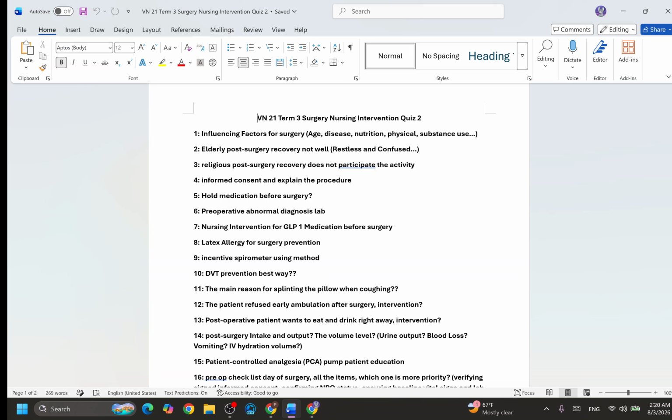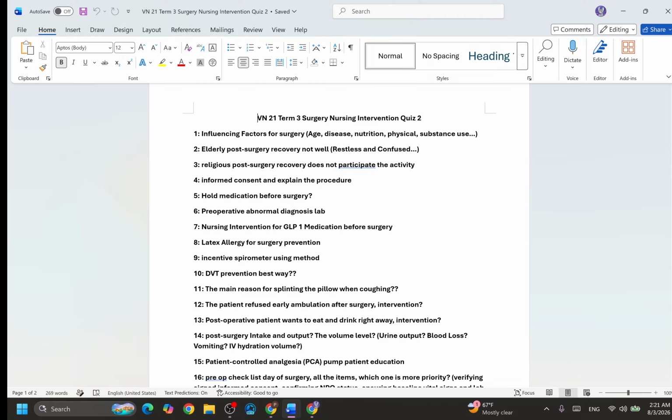Ambulation has lots of good benefits. It also prevents lots of complications like DVT, pneumonia, lung clot, constipation, and pressure ulcer. So this is the reason we still have the patient participate in ambulation.